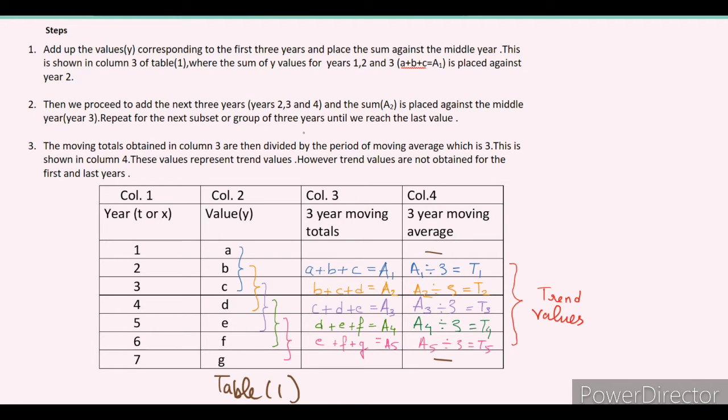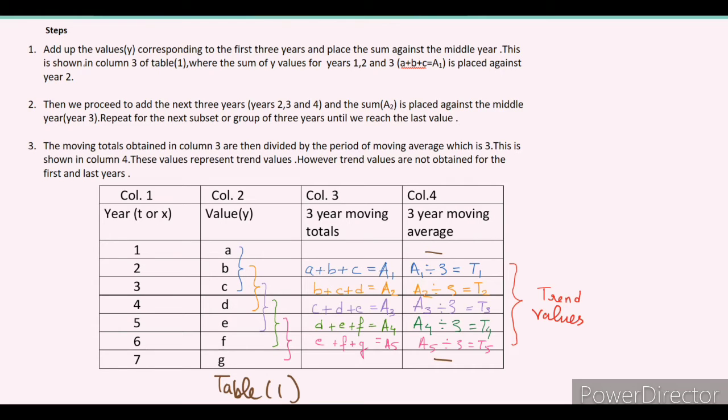Remember, a moving average is an average of a subset or a group of years. If we're talking about a 3-year moving average, looking at these different colored curly brackets, we're taking a subset or group of 3 years. For example, A is the value of year 1, B is the value of year 2, C is the value of year 3. For the first group of 3 years we add them up, then the next group, 2, 3, 4, then 3, 4, 5, and so on until we reach the last value.